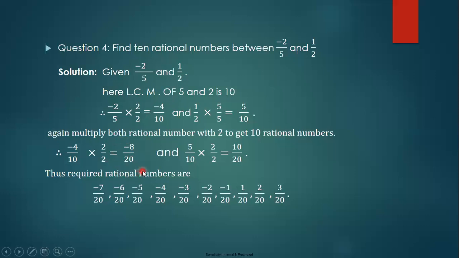Now here the numbers we have got are minus 8 by 20 and 10 by 20. So you can write 10 rational numbers between these two. So here: minus 7 by 20, minus 6 by 20, minus 5 by 20, minus 4 by 20, minus 3 by 20. Remember, the denominator should be the same for all the rational numbers. So these are the rational numbers you can write. Further you can write 4 by 20, 5 by 20, but I need only 10, 1, 2, 3, 4, 5, 6, 7, 8, 9, 10. So I have written only 10 rational numbers.